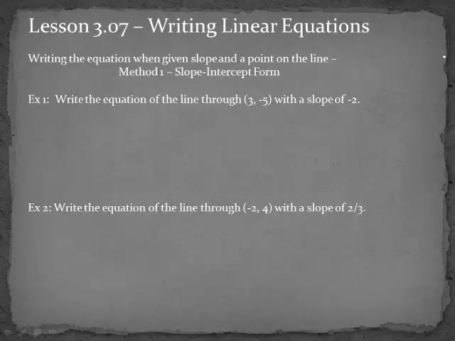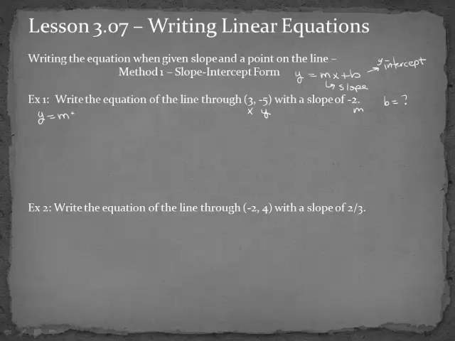And I have two examples. In the first example, we'll write the equation of a line through the point 3, -5 with a slope of -2. So slope-intercept form is y equals mx plus b, where b is the, I should say the y-intercept, and m is the slope. So if we look here, we have a point x, y, and we have our slope m, and what we're missing is b. So what we do is we plug in x and y and m, and then we find b.